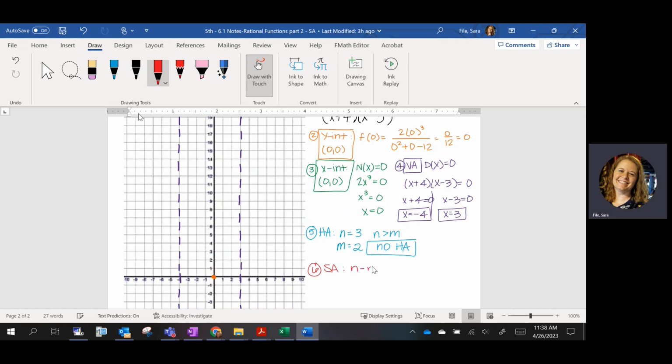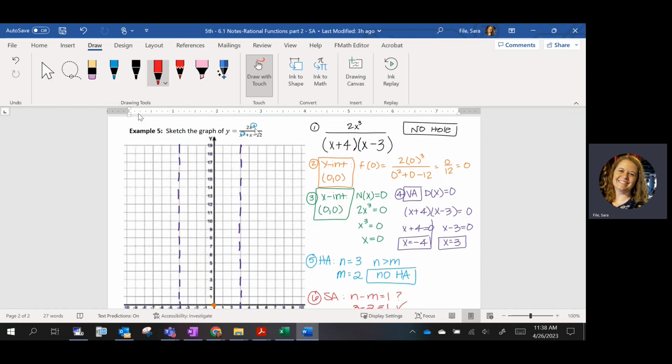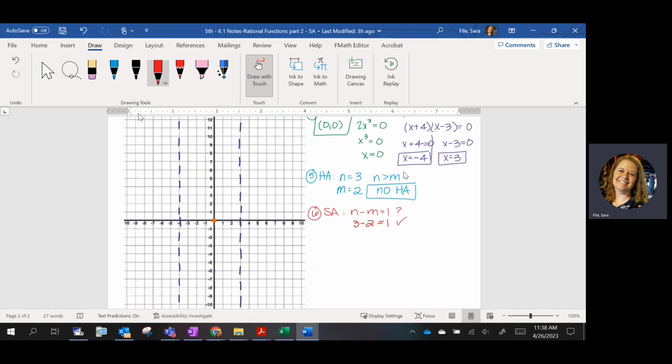Does n minus m equal 1? Yep, 3 minus 2 equals 1. It sure does. So we know we have a slant asymptote, so we're going to divide. You can do long division or synthetic division. Okay, so I'm going to set up synthetic. Now this one is going to be a little different than you've seen. So let's take a look.